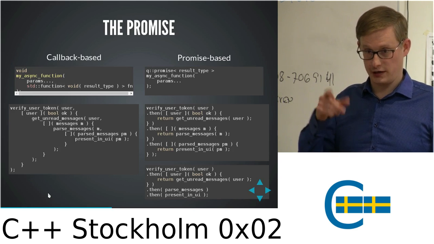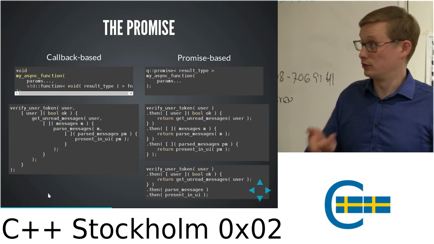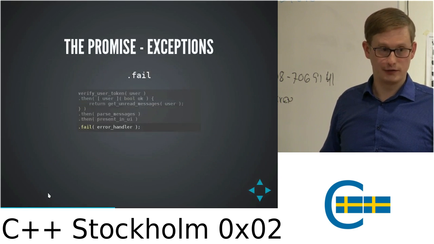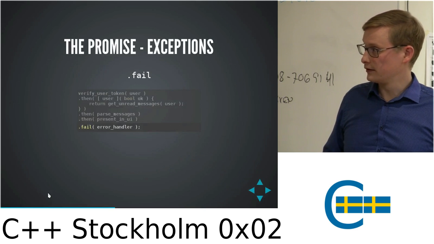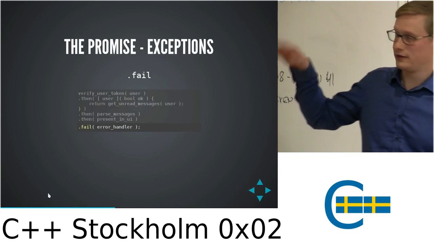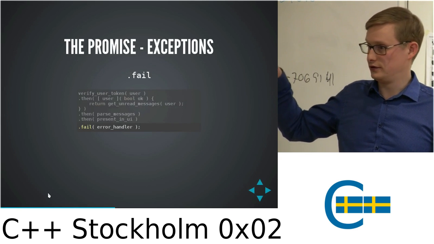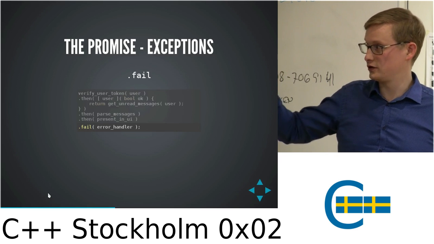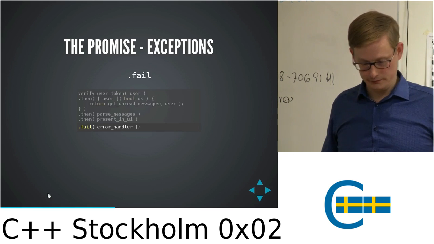We do that with try catch usually, normally with synchronous code. With promises we do this with fail. You don't see very well. You don't need to see very well. If any of these above functions fail, any of them, the ones below will not be called. Instead, the function that we call error handler will be called.